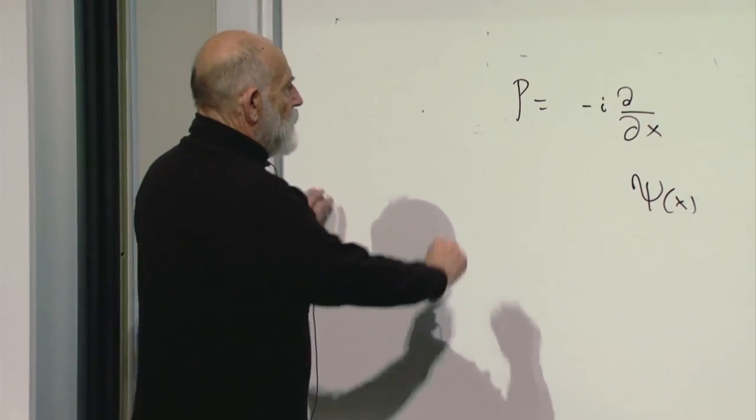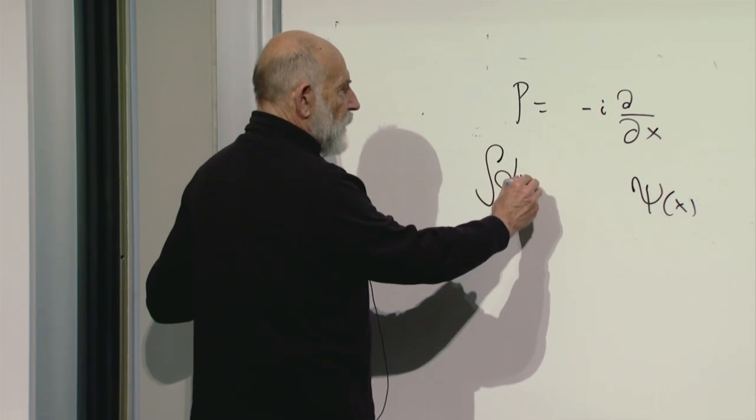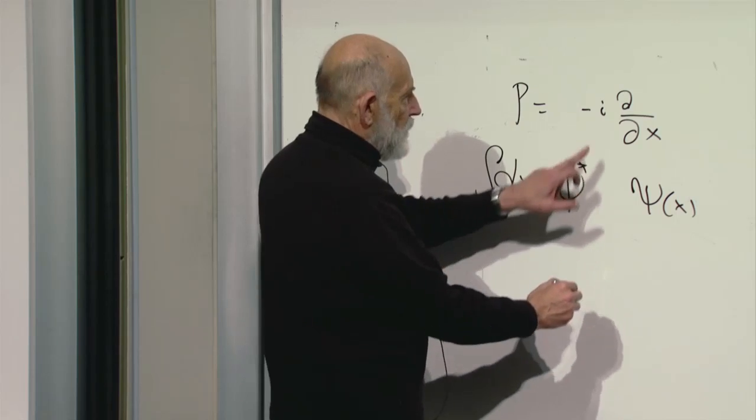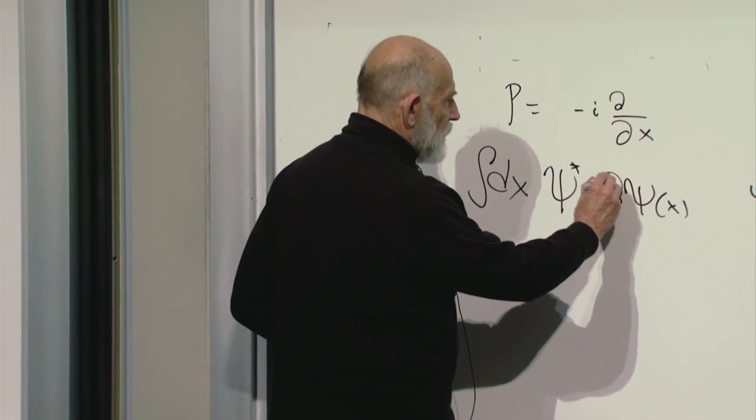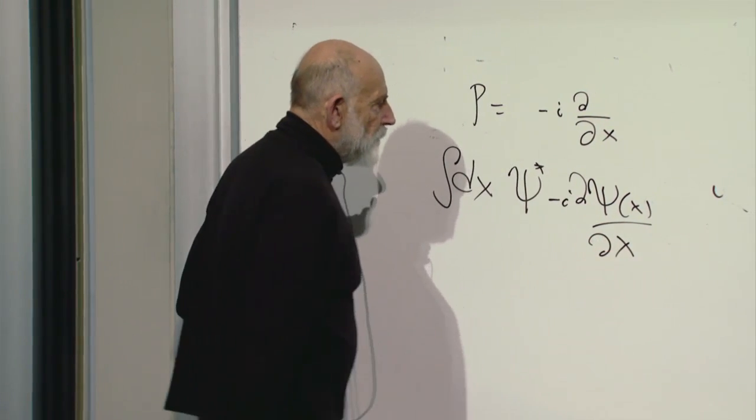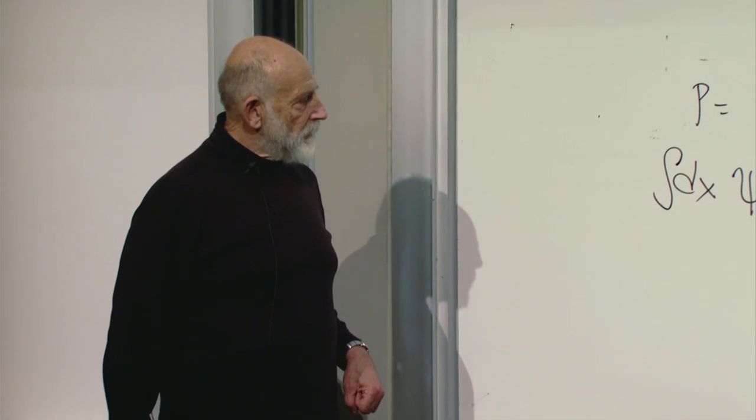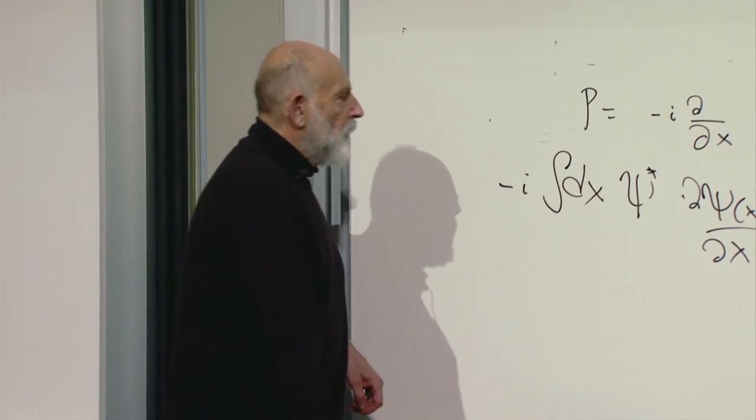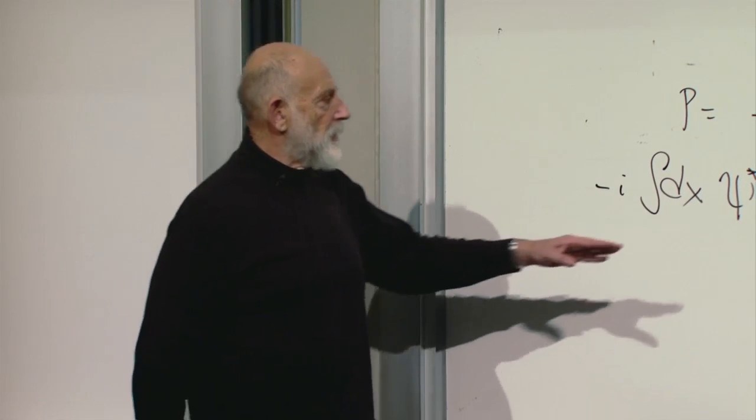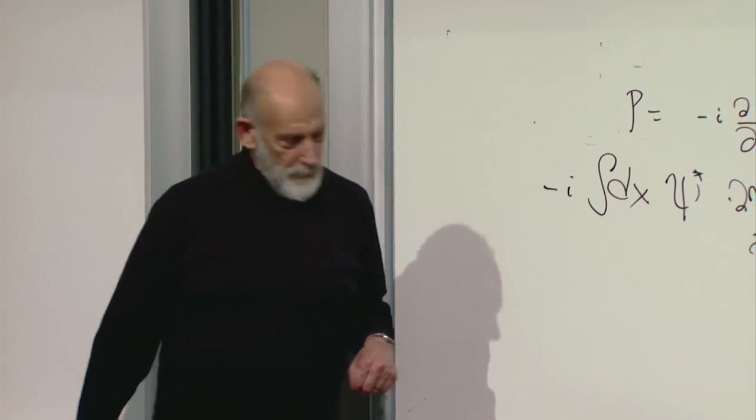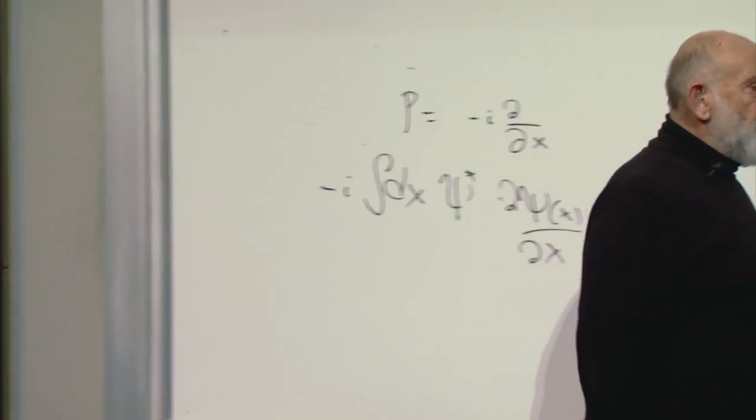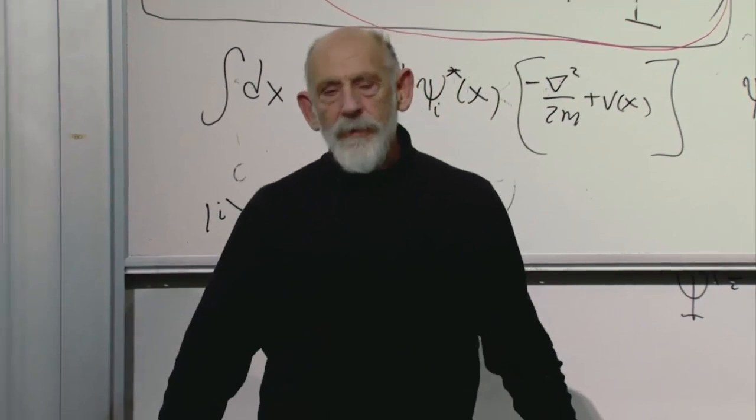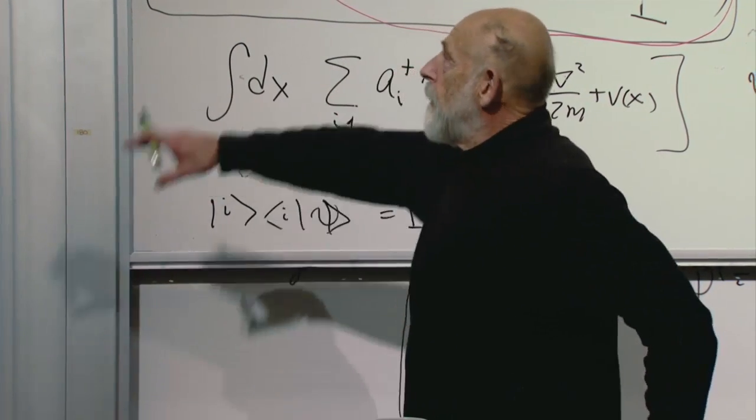What that means is you integrate over x dx psi star times minus I d psi by dx. So let's put the minus I on the outside here. Psi star times d psi by dx, and you integrate it over all space. What about the momentum operator? Not the expectation value of the momentum, but the momentum operator for this field theory.